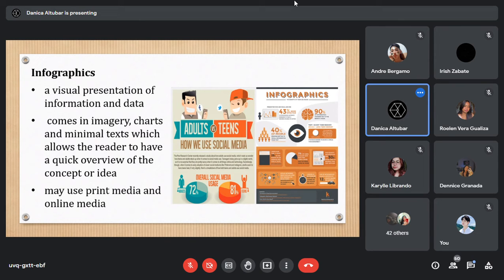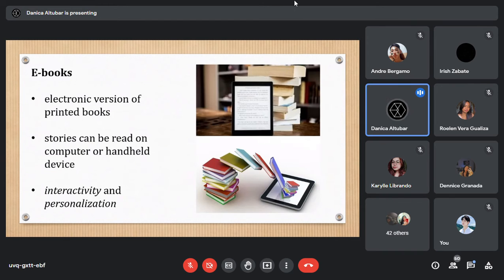Okay? As you can see in the example, there is a pie graph, there are people, there is a chart, no? There is a brain and whatsoever that represents the text that is being referred to in that certain part of the presentation or in that paper. Okay, infographics. And then the last mode of delivery, ebooks, the electronic version of printed books.